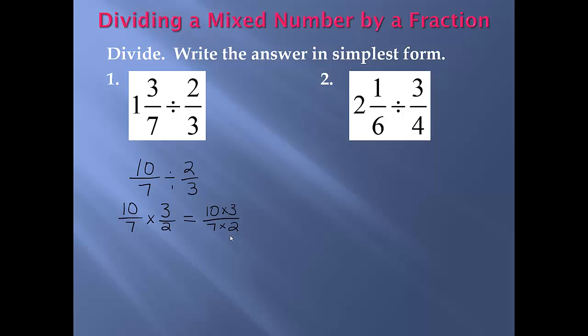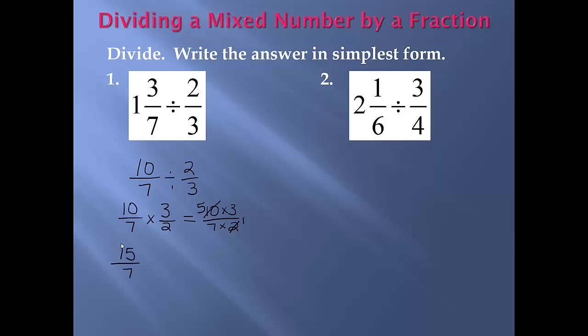Now we will look to see if we can simplify anything. We have a 2 in the denominator and a 10 in the numerator, and both of those could be divided by 2. So 2 divided by 2 is 1, and 10 divided by 2 would be 5. Now we can go ahead and multiply. 5 times 3 equals 15, and 7 times 1 equals 7. So we have 15 sevenths.